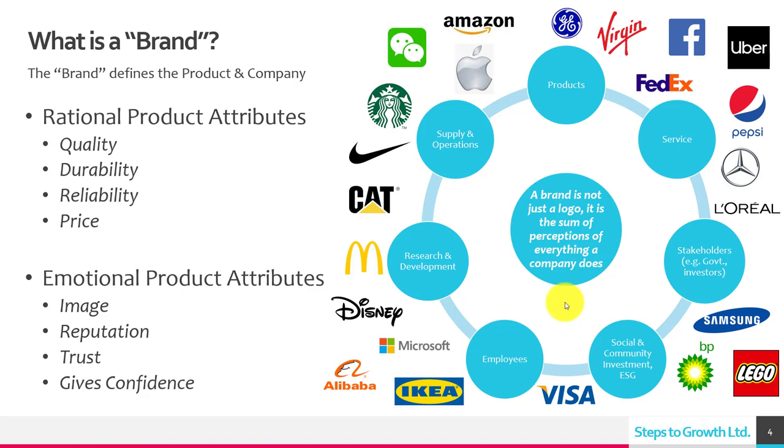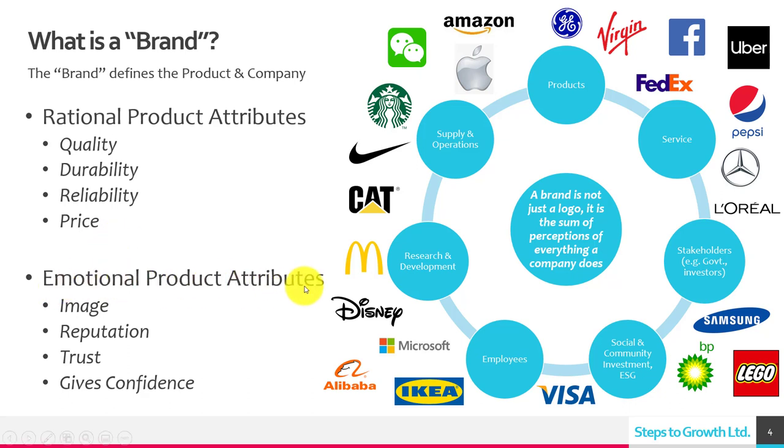On a technical level, it can be broken out into rational product or service attributes. So if it's a product, you can look and feel and touch it. What is the quality, the durability, the reliability associated with the product, and what is the price? Even the price alone gives you perceptions of low price versus high or premium price. Tells you something about the brand.